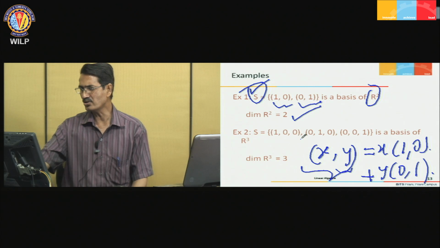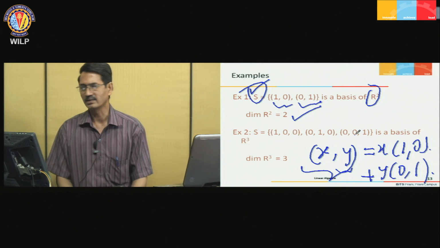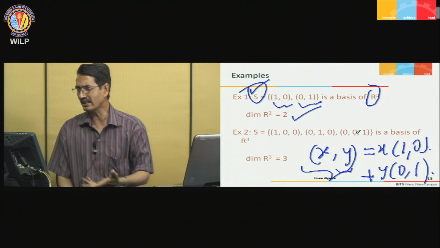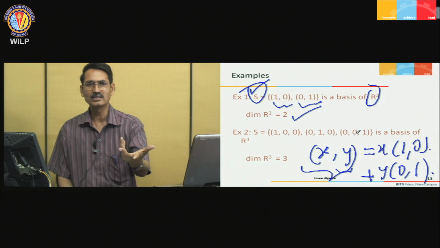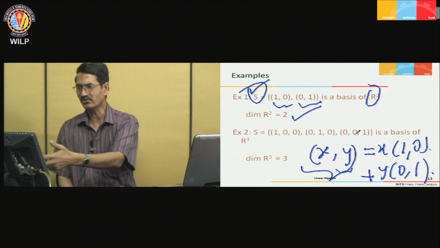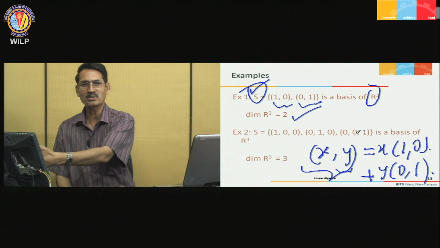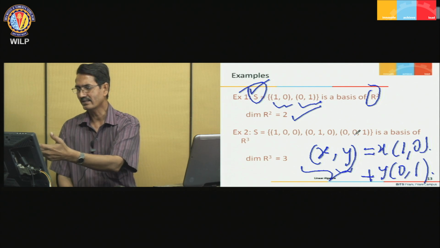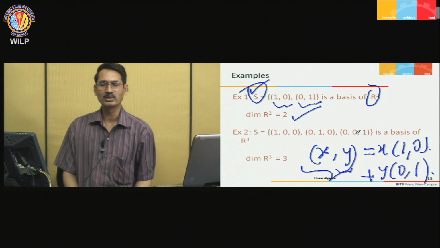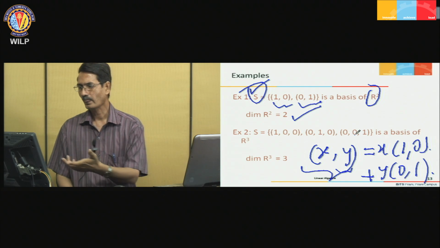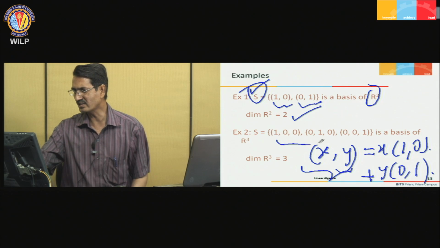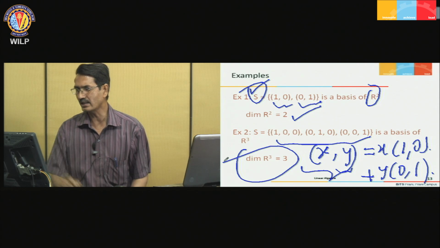Similarly, you can see that (1, 0, 0), (0, 1, 0), (0, 0, 1) is a basis of R3, because this set is linearly independent and any element in R3 is of the form (x, y, z), which can be expressed as x into (1, 0, 0) plus y into (0, 1, 0) plus z into (0, 0, 1). Therefore, S spans R3 also, and hence S is a basis for R3. Since S contains 3 elements, the dimension of R3 is also 3.